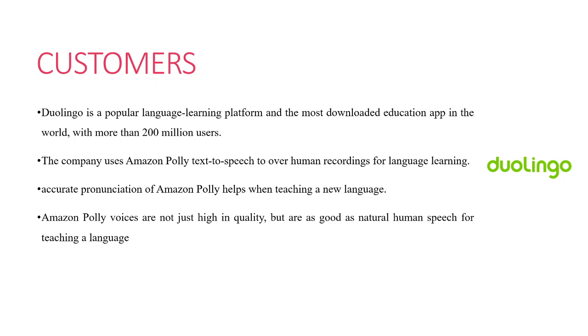One customer of Amazon Polly is Duolingo. Duolingo, as you know, is a popular language learning platform. What Amazon Polly does is that it converts the text to speech in place of human recording for language learning. Accurate pronunciation is required for teaching humans, so Amazon Polly is able to do that. It shows how much quality they have to teach a human with the most natural style possible.